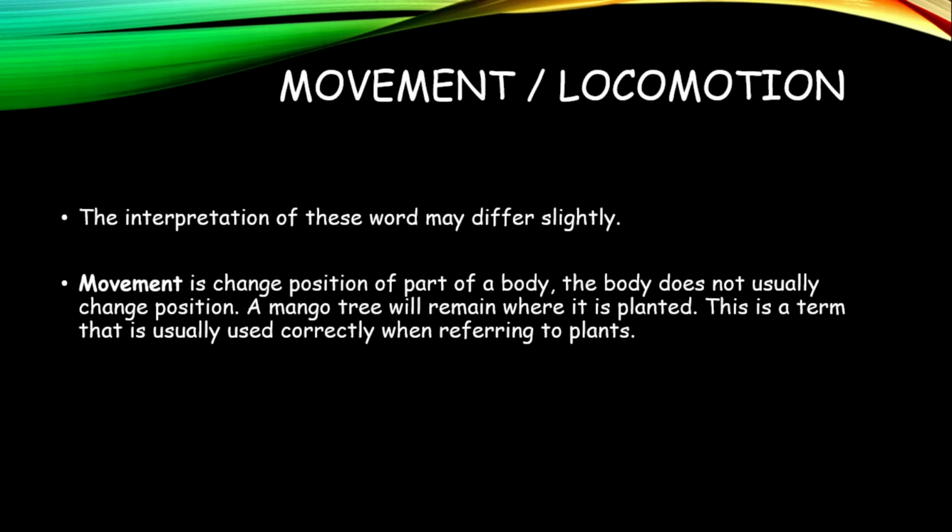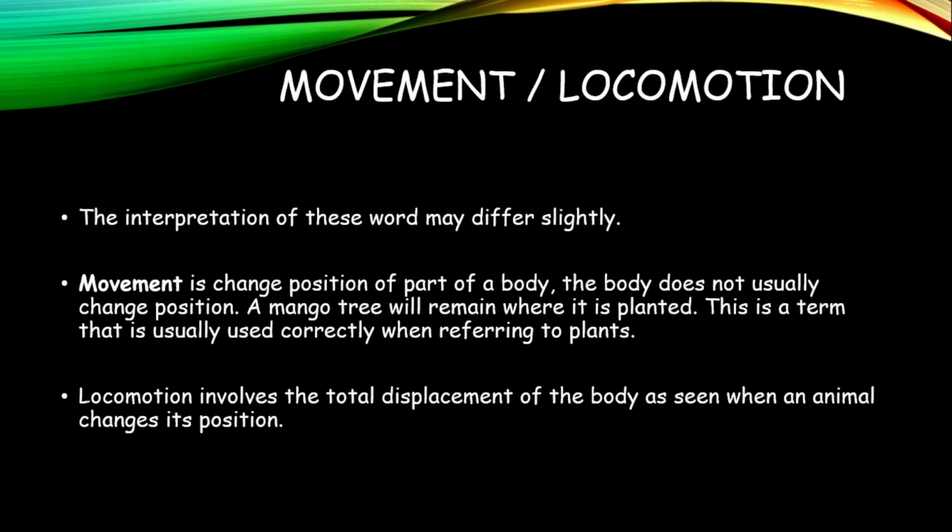So usually the term movement is used when referring to a plant, and it is correctly used when we are referring to a plant. However, when we are referring to animals, it could be a little different, or it could take in both words, movement and locomotion. Now, locomotion involves the total displacement of a body as seen when an animal changes its position. So the animal might be at point A, and then the animal moves to point B. That is locomotion.